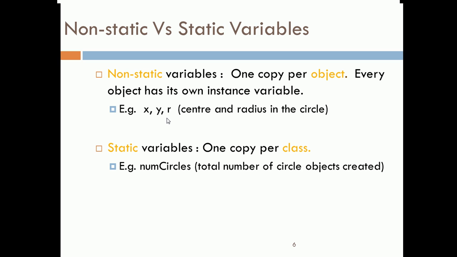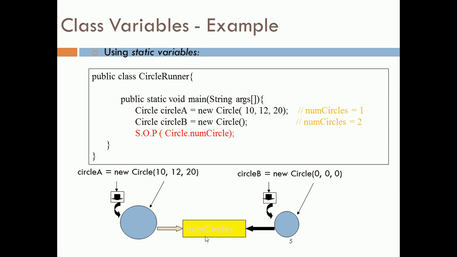Values were 10, 12, 20; we'll discuss why the static num circle was generated at a shared location. Num circle was set to 1. Then when I create circle B using the default constructor, it was generated here with this value, and num circle again was not created as a new variable, but was shared. When two objects share a single address space, the changes by one object are seen by the other object.